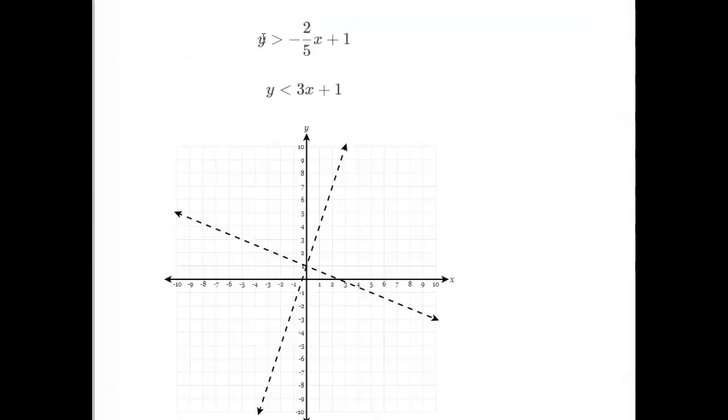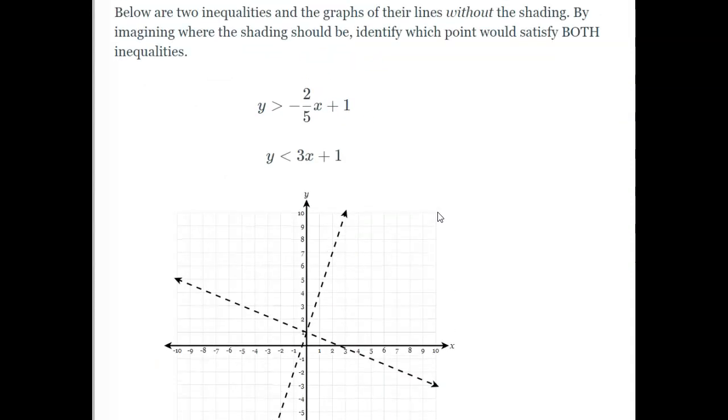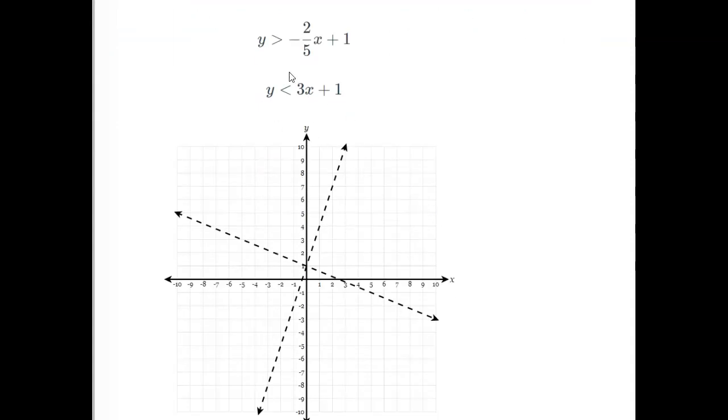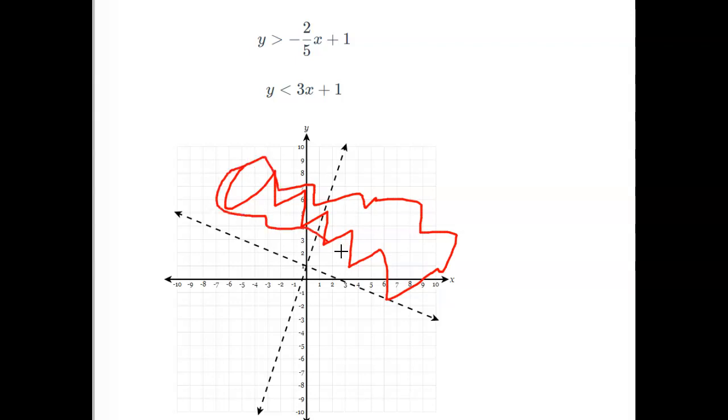For the next part, they're going to give you the equations of two lines, but they're going to graph them without the shading. So it's your job to determine where the shading would be. So this first line has a y-intercept of 1 and a negative slope, so it represents this line here, and my shading is above. So that tells me that this graph is shaded above the line or over here. So I know my region is in this area.